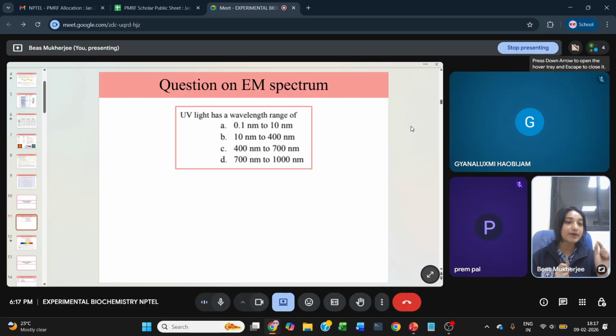All you need to do is remember the starting and ending of the visible light spectra. And you know that UV comes just next to visible light, right? So it is having wavelength just less than visible light. So based on that, what do you think is the wavelength range of UV light? Now I can give you the hint that for visible light, the wavelength range is 400 nanometer to 700 nanometer. So now you understand that based on these options, which one would be UV light. You can give it a try.